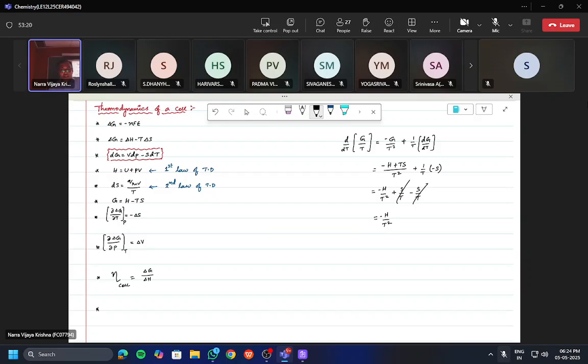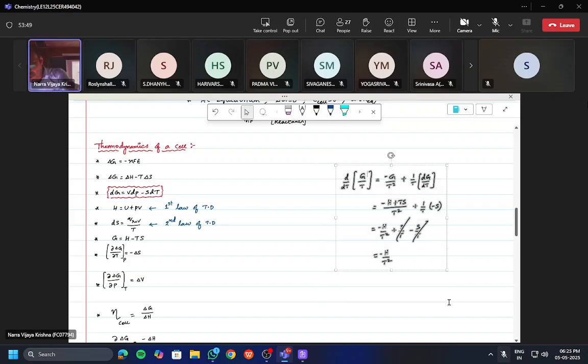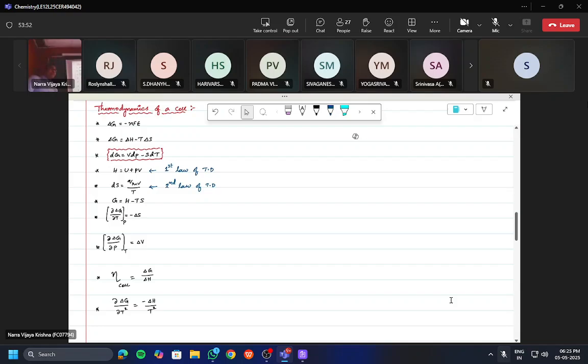Dou delta G by dou T square equal to minus delta H by T square. So I am writing that equation, sir. Dou delta G upon dou T square equal to minus delta H upon T square. Clear? Every equation we derive, this also I'm deleting. Now I need to bring them in relation to E.